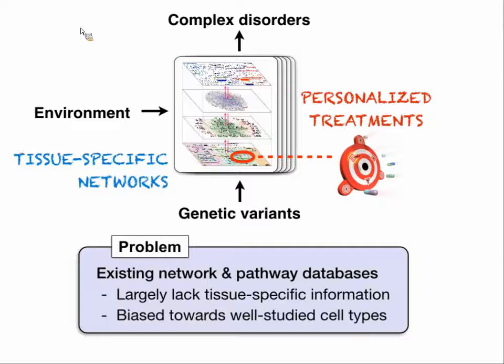And of course, these networks are actually tissue specific, so these represent different cell types and tissues. And there's a problem that existing pathway databases largely lack tissue-specific information. So in this project, we wanted to basically show that by deriving tissue-specific networks from data, we can identify perturbed modules by genetic variants.